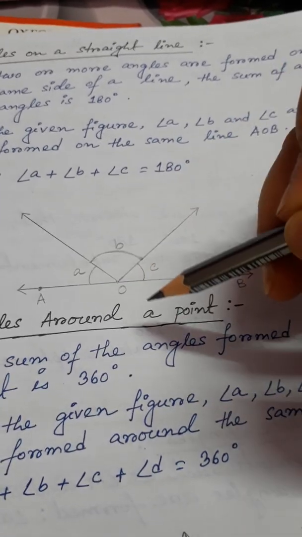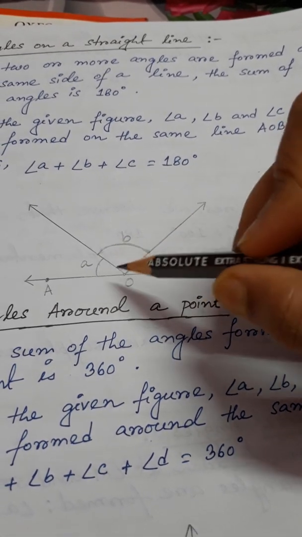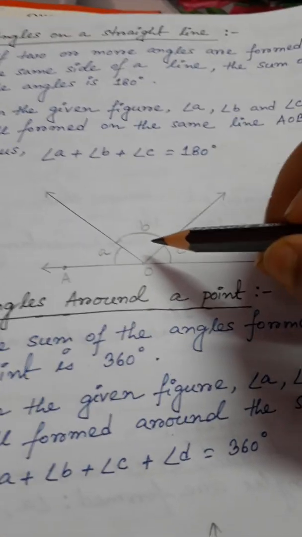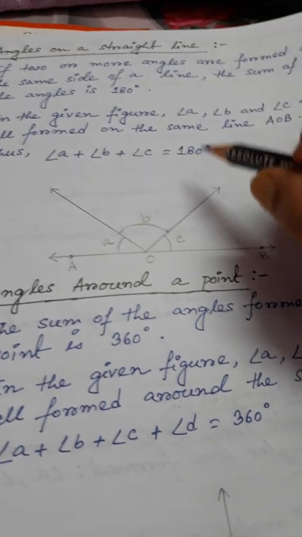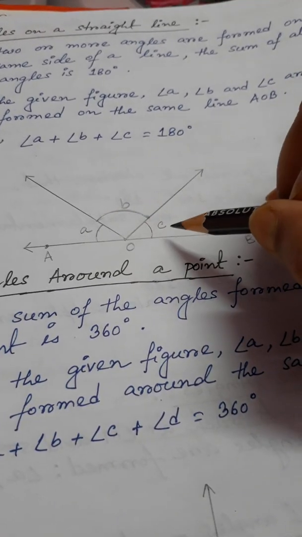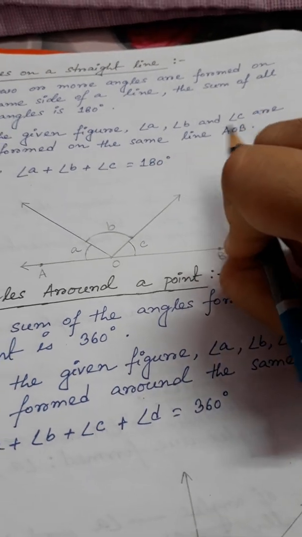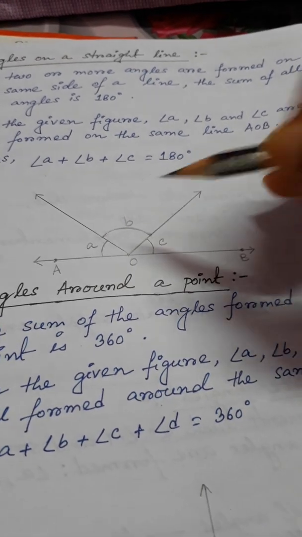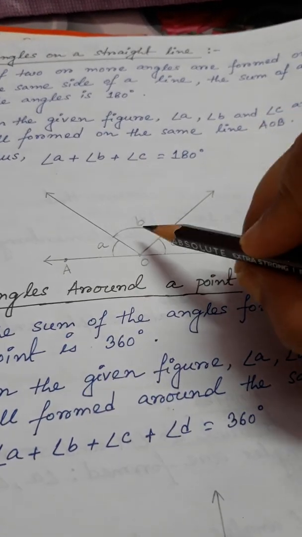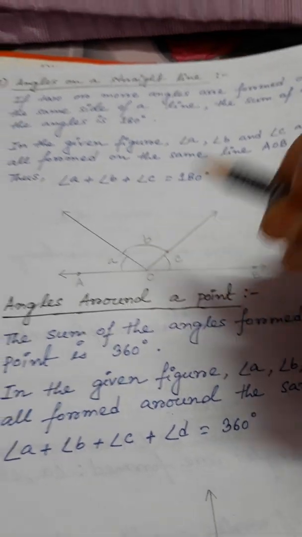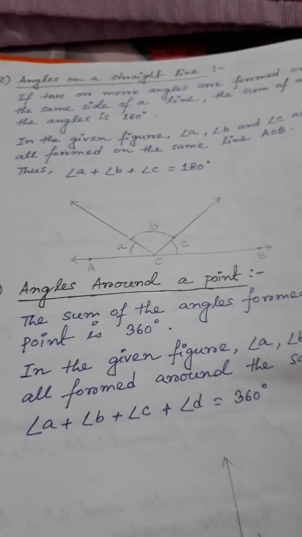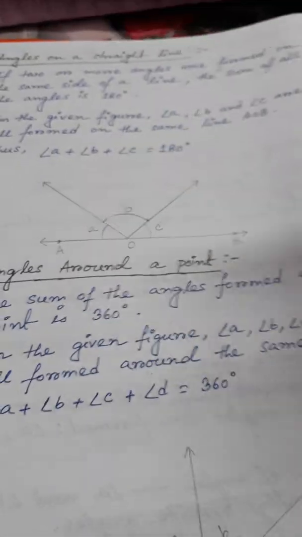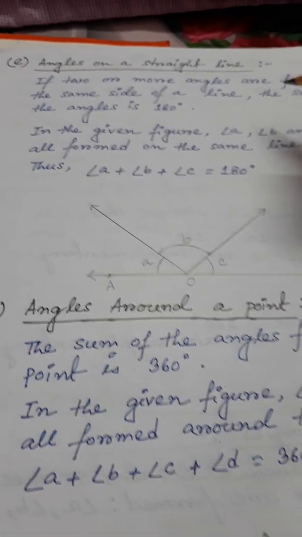But if you break this by using two lines or rays, line segments or rays, you notice one thing in the given figure: angle A plus angle B plus angle C equals 180 degrees. Angles A, B and C are all formed on the same line AOB. Thus angle A plus angle B plus angle C equals 180 degrees. Using a protractor you can also find that the sum of these three angles equals 180 degrees. So these are the angles on a straight line.